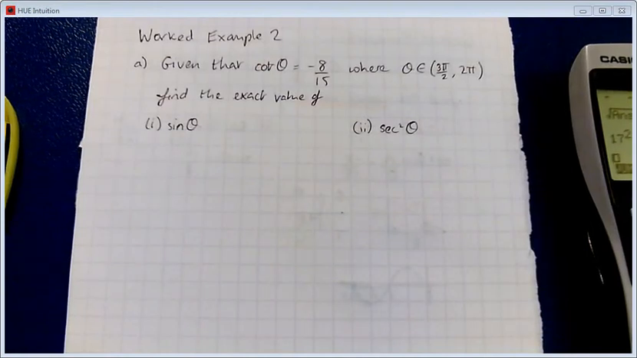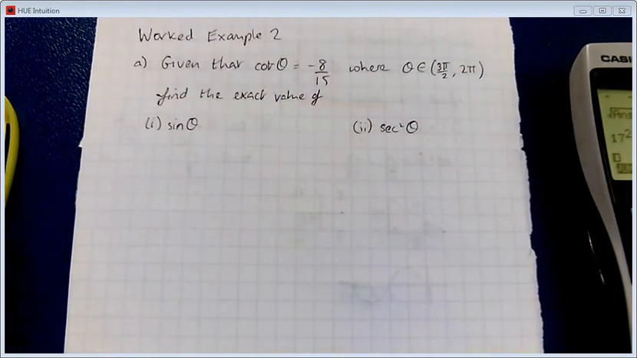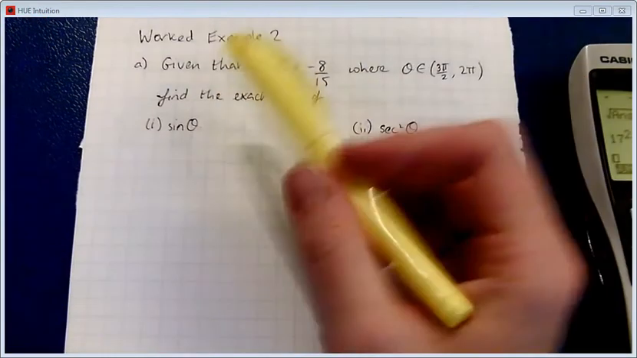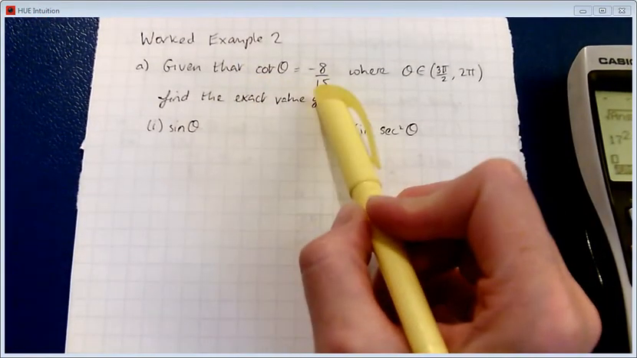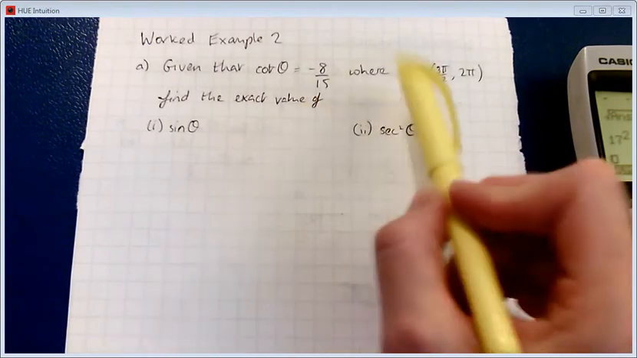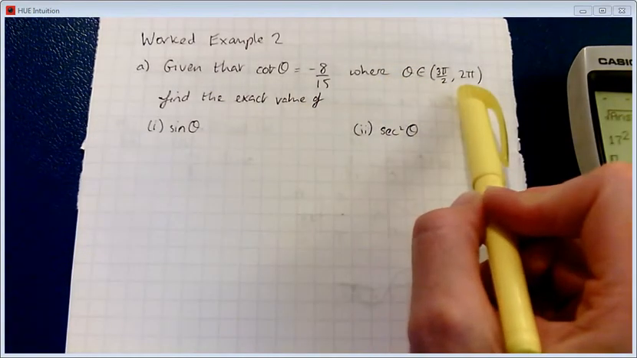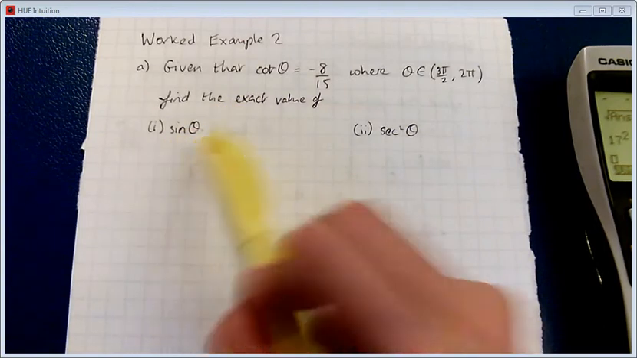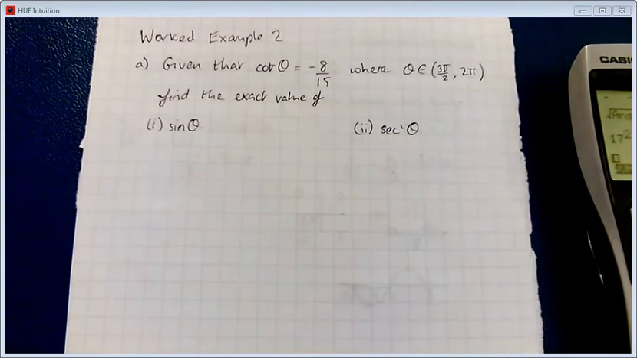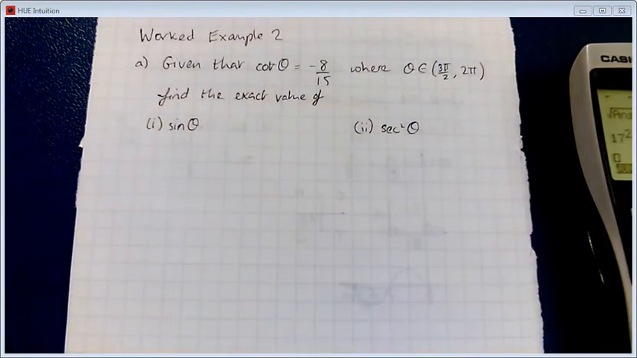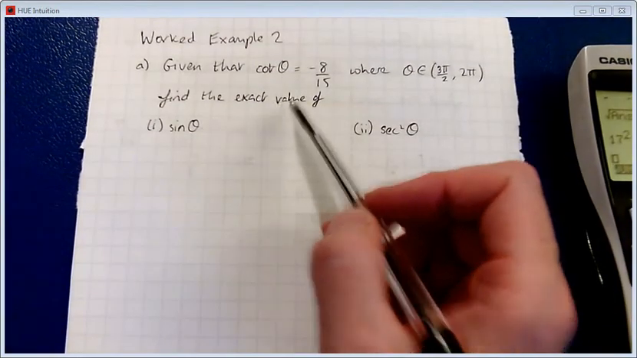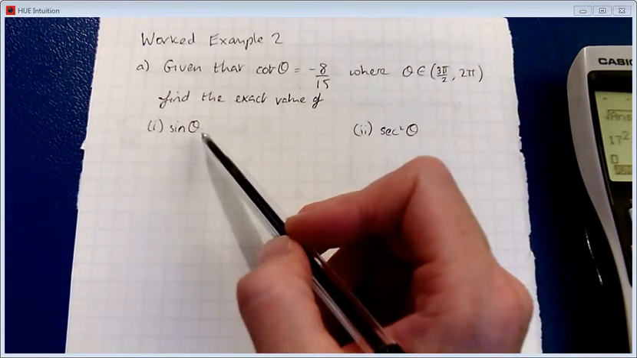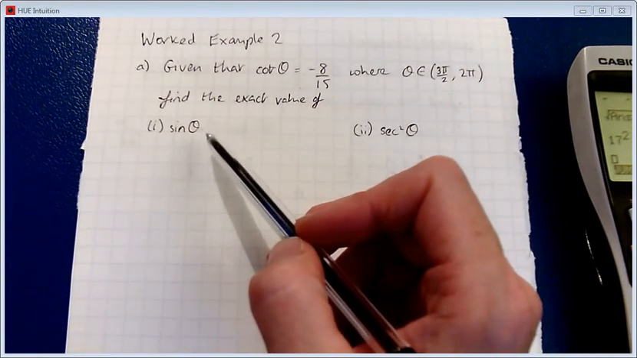Here's our second example. This is in the style of a classic exam question. So you're given the value of one trig function, and we're given a range of values for the angle, and we have to find the exact value of a different trig function, and one here. Now you might think you could use your calculator and just do inverse tan of 15/8 and then sine it, but if you do that you'll get a decimal.